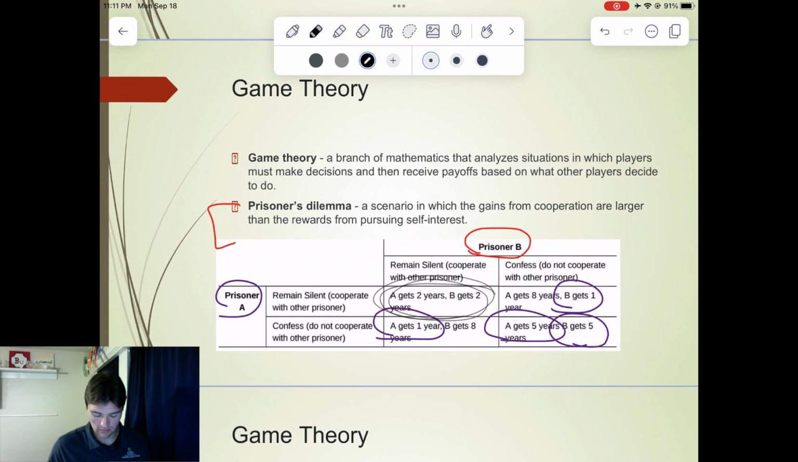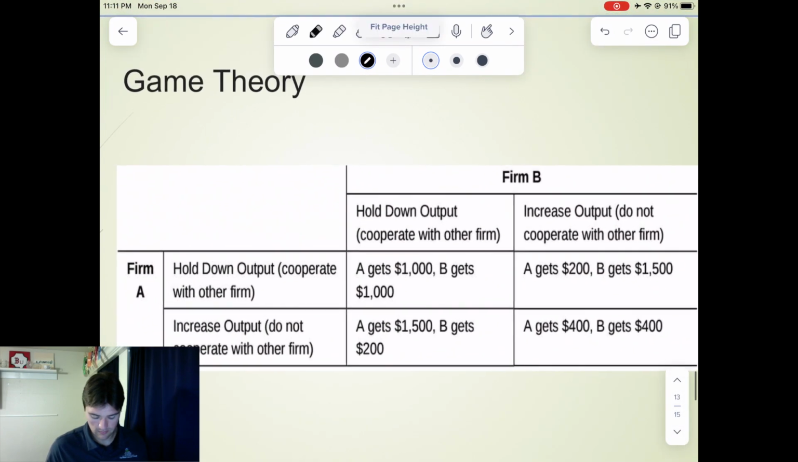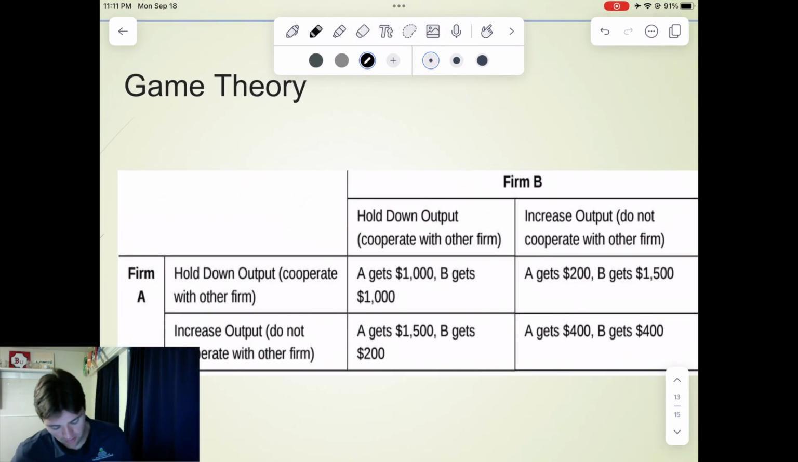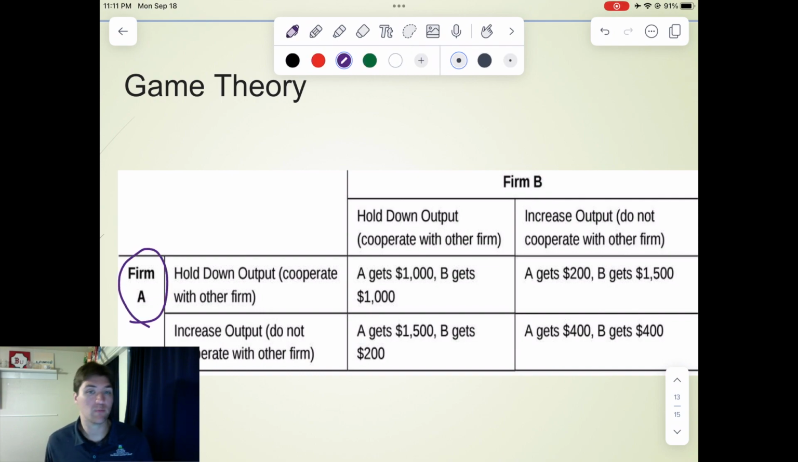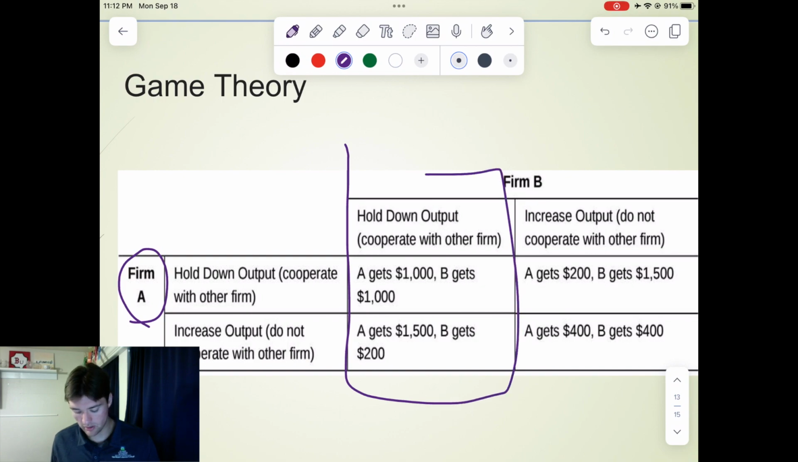So let's take another look at it. Firm A could either hold down output or increase output. And the only reason they would do this is that they're trying to increase their profits. So I like to start here. What would firm A do? Well, what would firm A do if B holds down output?